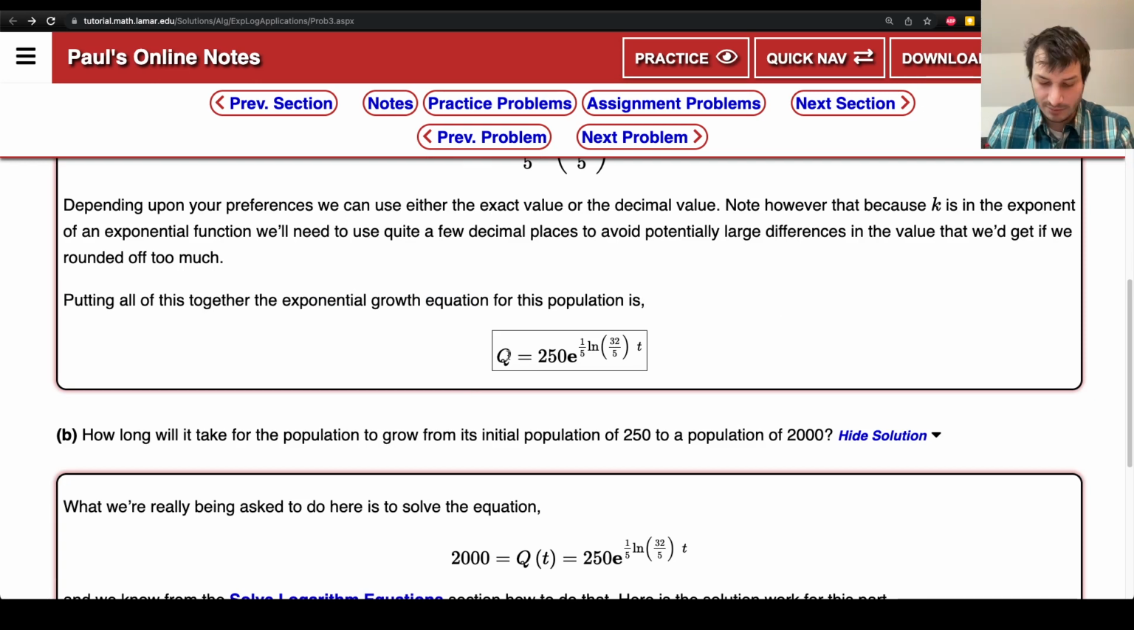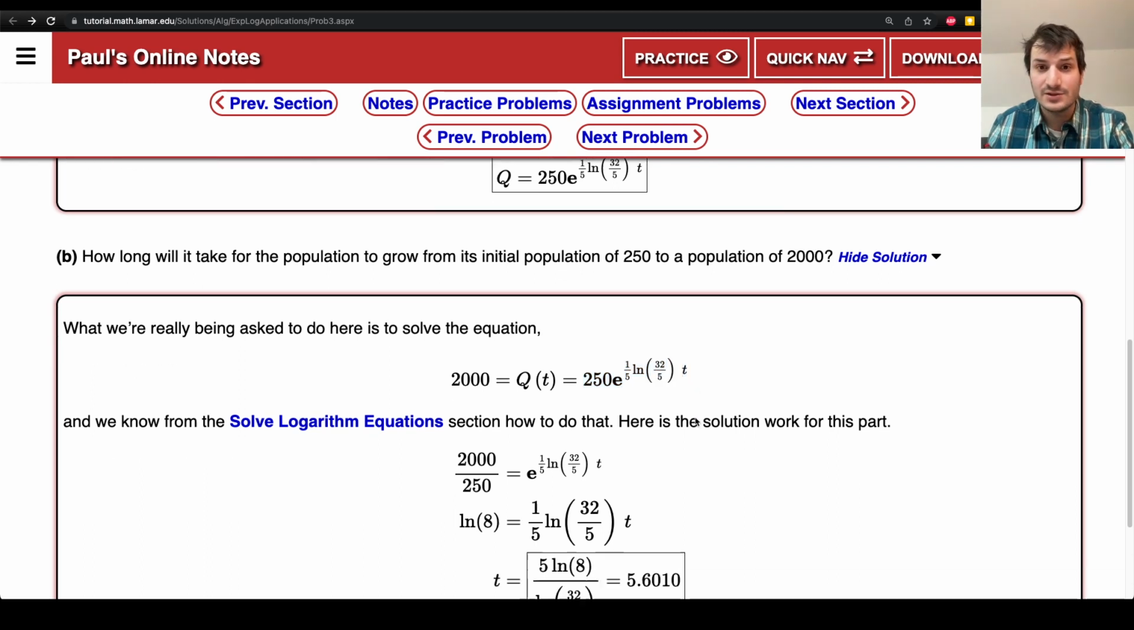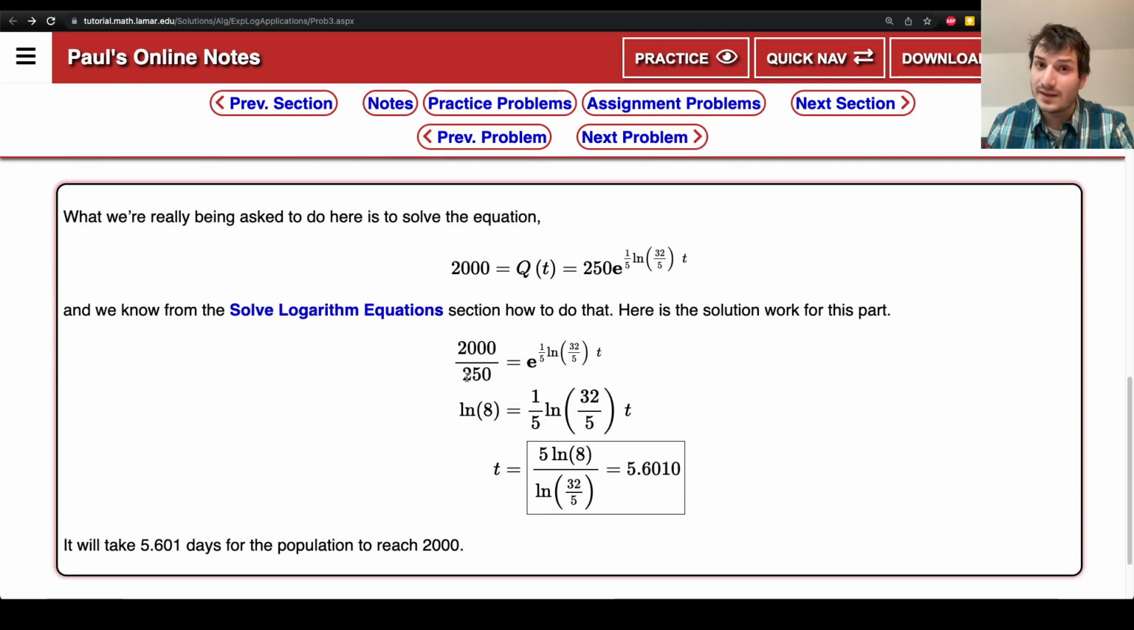Okay, so here was their equation. And here they're solving 2,000 equals 250 e to the 1/5 ln of 32 over 5 t, just like me. Then they got an 8, right? And then they did the ln of 8 is this. And then t is 5 ln 8 divided by ln of 32 over 5. And they did it. It's 5.601. So it's going to take 5.6 days to reach a level of 2,000.